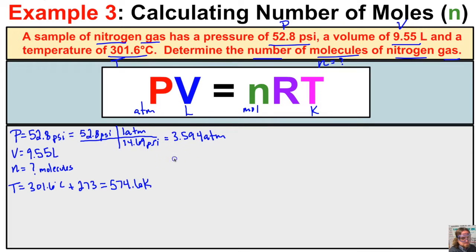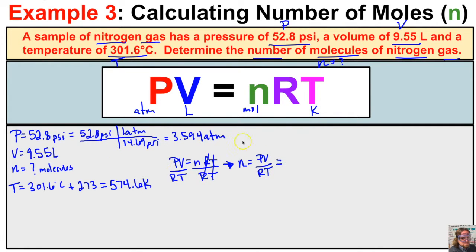So now we have the units how we need them to plug them into this formula. So we know that PV equals N times R times T. And in this problem here, we're going to solve for N this time. So we need to divide both sides by R and T. R and T are going to cancel. And so the formula that we're going to use to solve this problem here is going to be N equaling PV over RT.